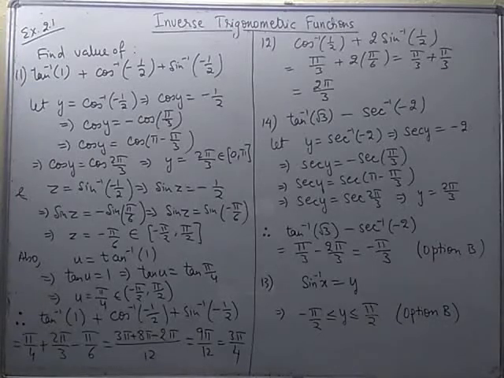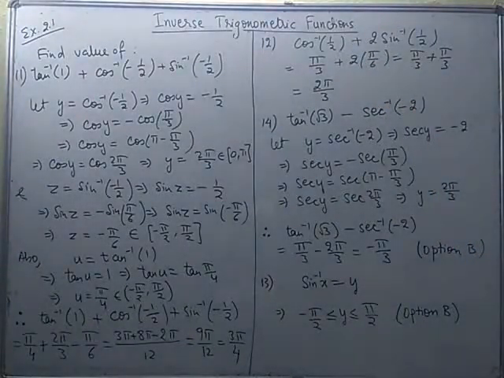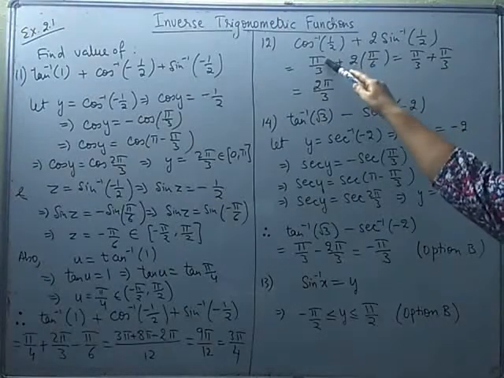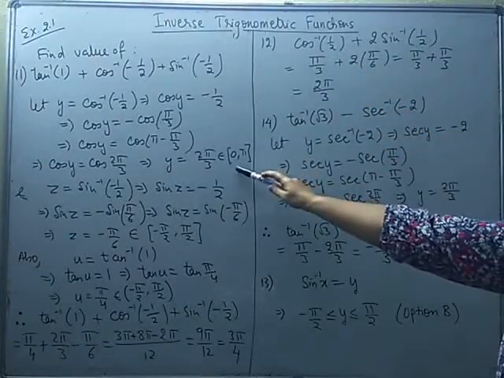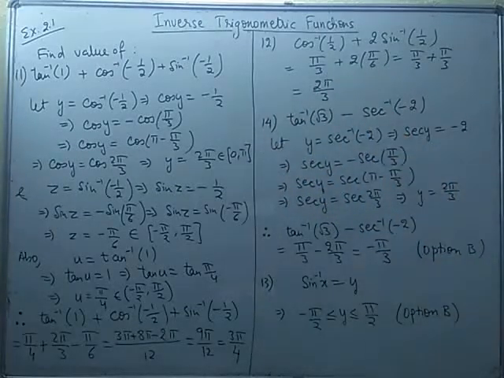The 12th is again of the same kind, but see, I have done it directly. Cos inverse 1 by 2. So we'll think of the angle for which the cosine function is 1 by 2. Cosine is 1 by 2 at pi by 3. And for cos inverse x, the principal value branch is 0 to pi, closed interval, and this belongs to it. So we can replace it by pi by 3.